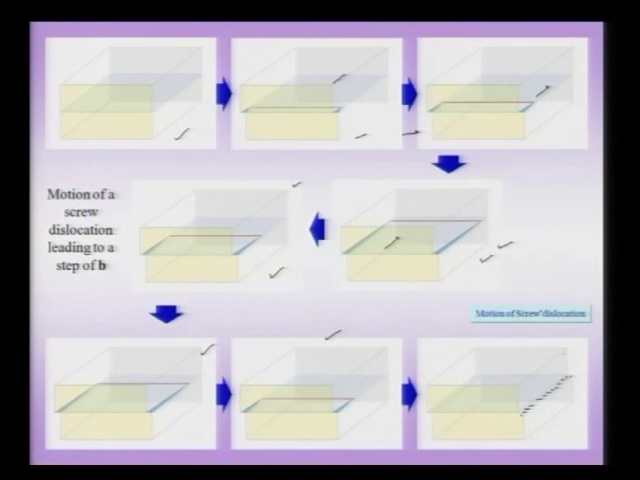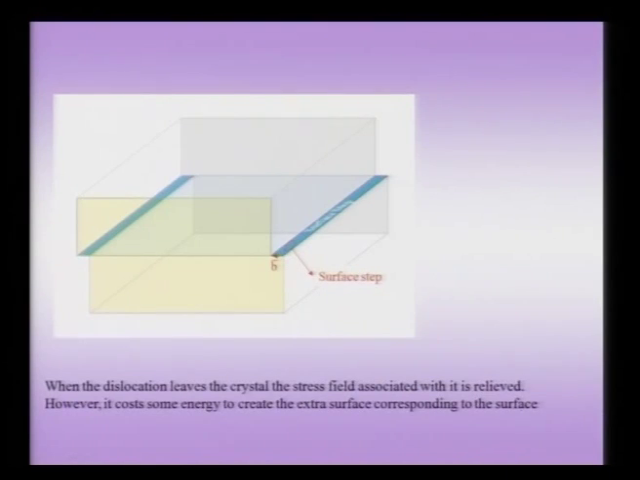So this blue plane in this case, which is the plane between the top and bottom half, is now my slip plane. In both cases, of course, I am finally getting a step of distance b. So this is my step of Burgers vector height, that much is very clear. So this is my surface step, which has been created by the motion of the screw dislocation, and as before, all the stress associated with the screw dislocation is relieved, but a small energy is added to the formation of this extra step, which is now a surface step.